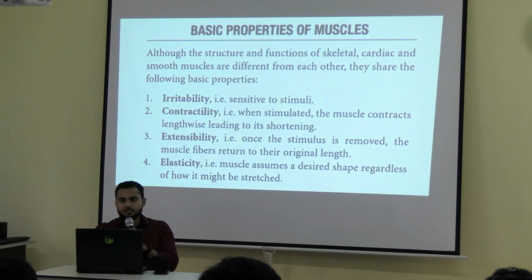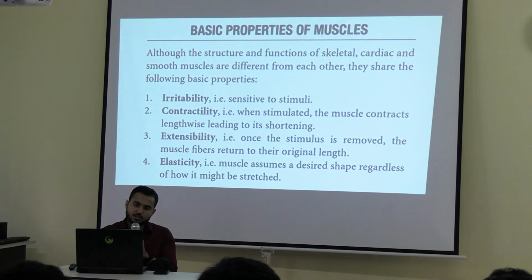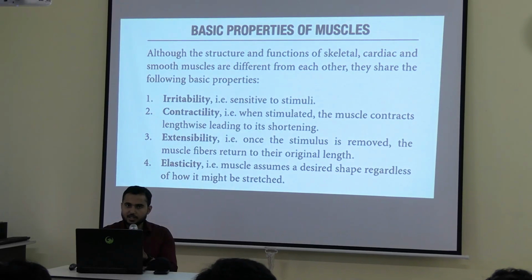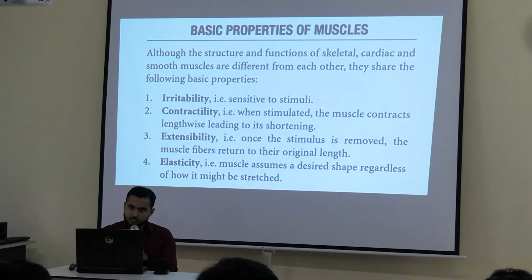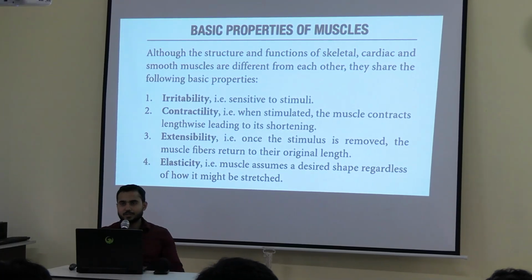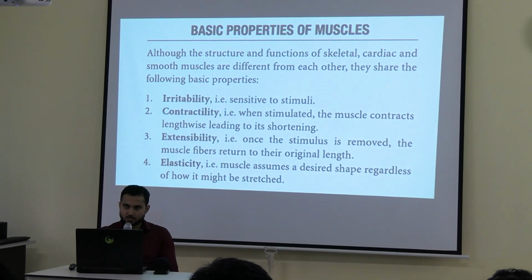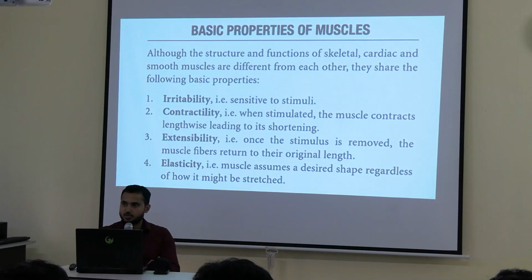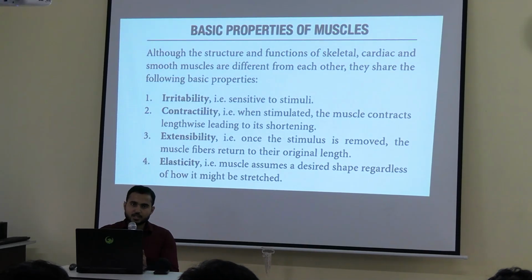Next, there are some basic properties of the muscle tissue. What are those basic properties? Irritability, then contractility, extensibility, and elasticity. Now, what is the meaning of this? Irritability means whenever a stimulus is given to the muscle tissue, it will respond to that stimulus. That means it is sensitive to the stimulus. That is irritability.